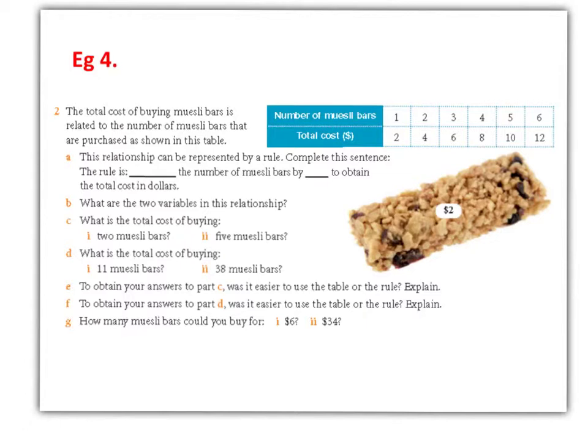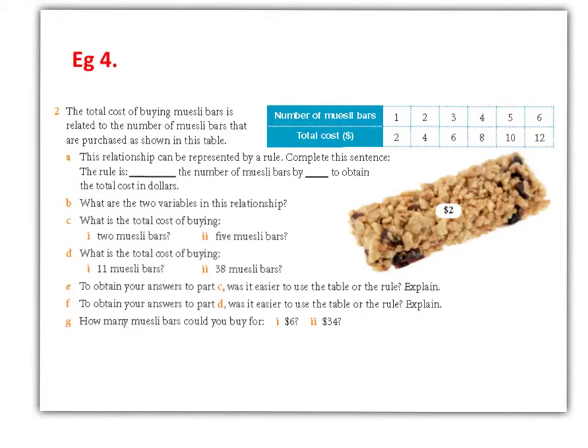Okay, here we have another example. So the cost of buying muesli bars is related to the number of muesli bars that are purchased, as shown in this table over here. So what we really have is another example of our input-output table. This relationship can be represented by a rule. Complete this sentence. The rule is something, the number of muesli bars, by, to obtain the total cost in dollars.